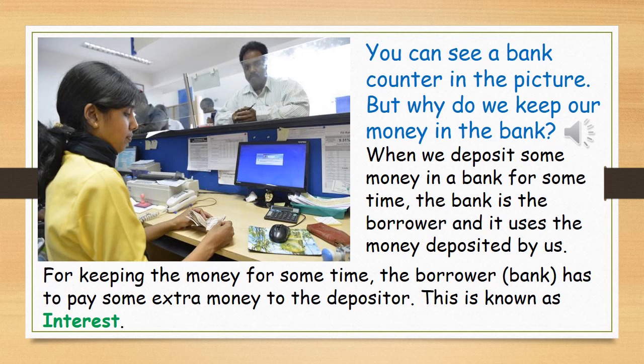This is the main reason why we keep our money in the bank, because keeping it at home safely, it will remain safe, but the amount of money will not increase. But if I give my money to the bank for different purposes, when it is using it for different purposes, then I am getting back some extra money. That is known as interest.